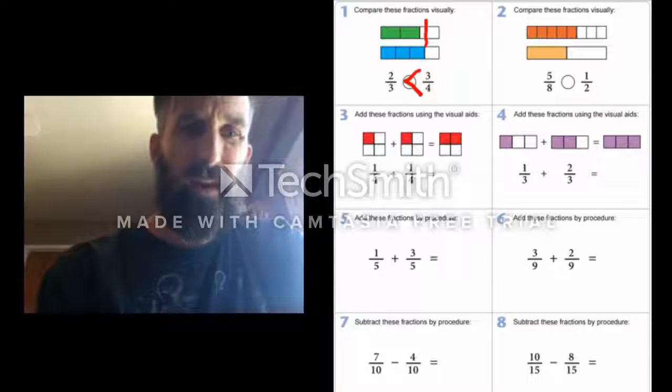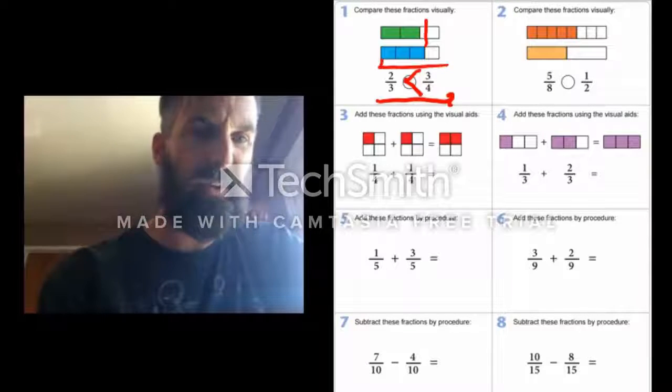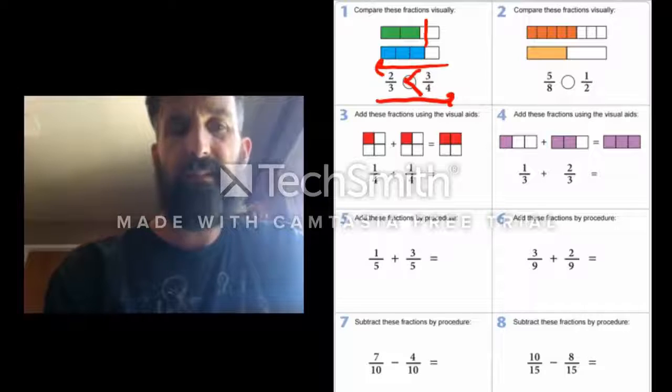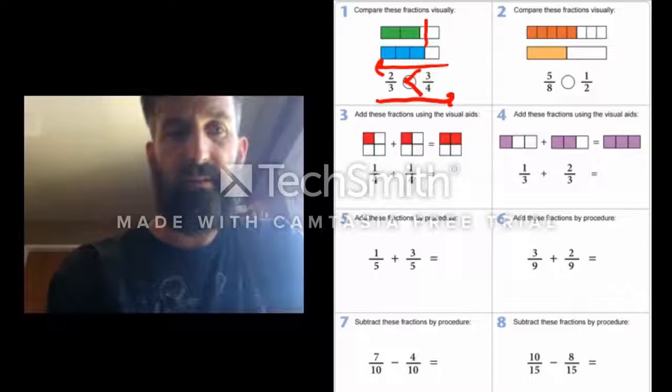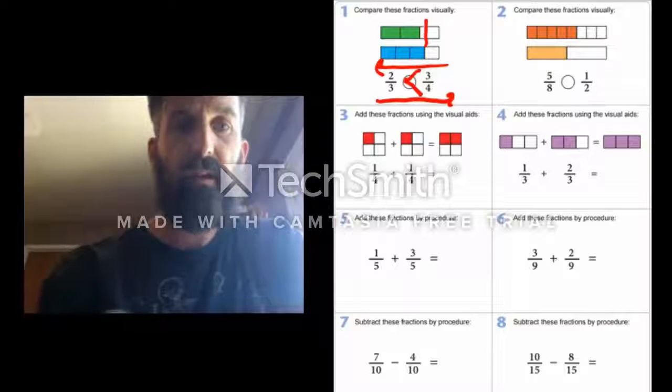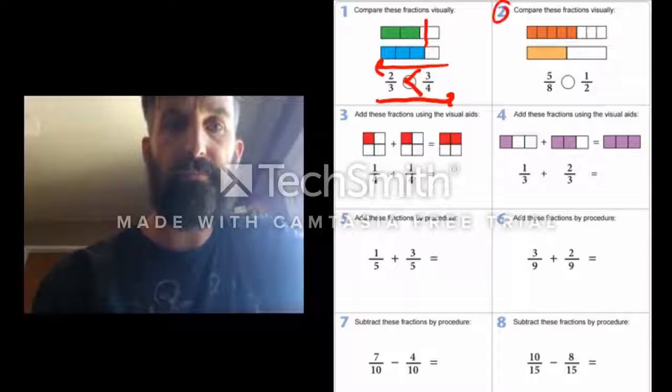But when I read from left to right, listen how my words change. I say 2/3 is less than 3/4. If I read the other way, this way, which we don't read, I could say 3/4 is greater than 2/3. Either way, it means the same thing, but we do read left to right. So we would say 2/3 is less than 3/4. Let's go on to problem number 2.